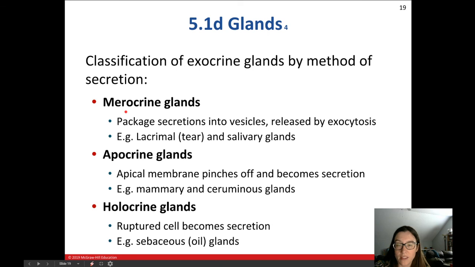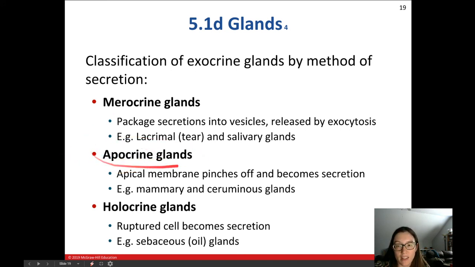So merocrine glands are going to package their secretions into vesicles and release them by exocytosis. Remember that exocytosis is a form of active transport, right? It's a vesicular transport where it makes a vesicle and packages that stuff into the vesicle, and it binds to the cell and just spits it out. This is the same thing that nerve cells use for secreting their neurotransmitter. Good examples of these are the lacrimal or tear glands and the salivary glands. The merocrine gland merrily secretes via exocytosis. It's a pretty happy gland. It is not harmed during the process.